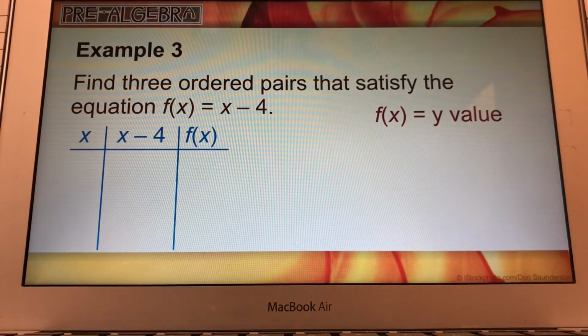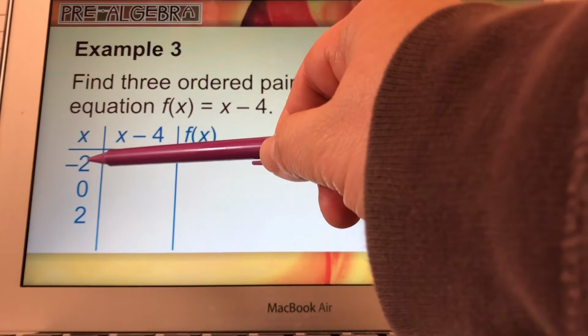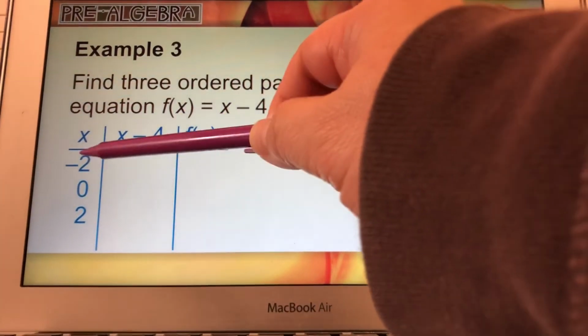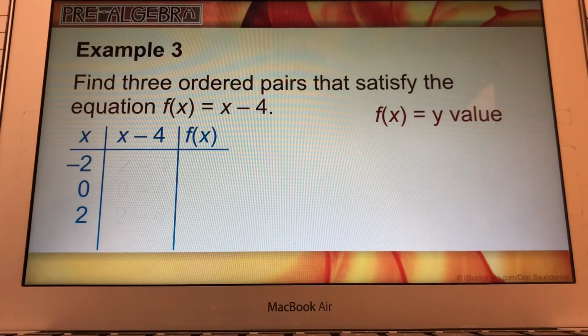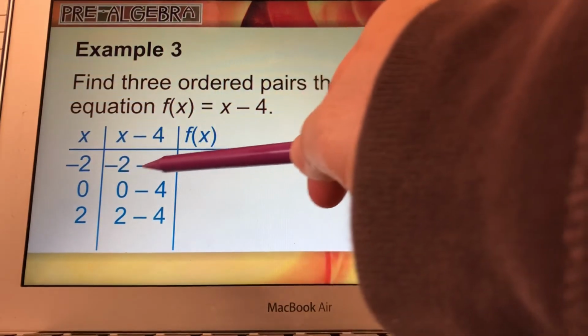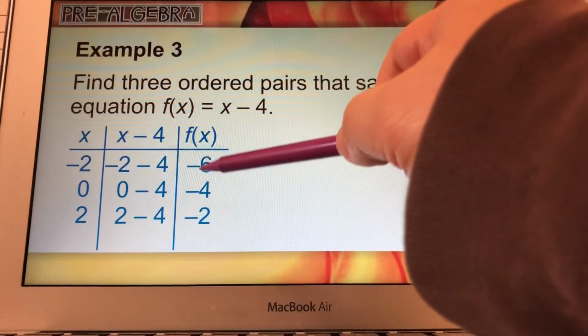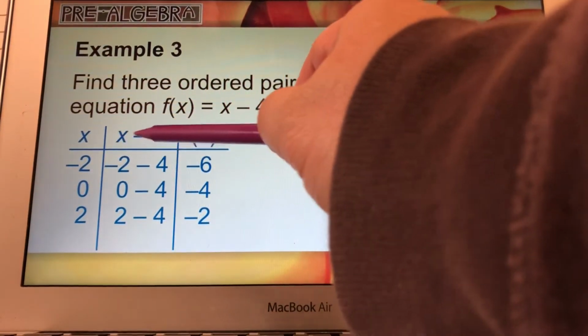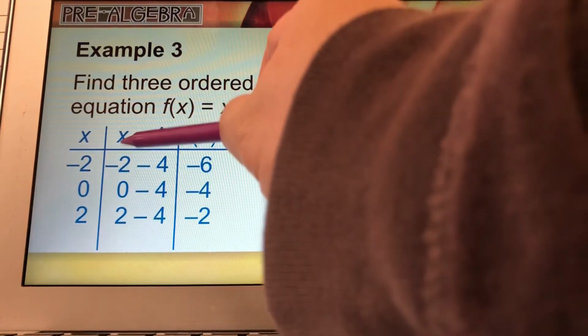Now, your answers are going to be different, because one student may choose a different set of numbers from another student or from me. Let's say we have -2, 0, and 2. -2, I'm going to plug that into my equation, x minus 4. -2 minus 4 gives me -6. If I plug in 0, 0 minus 4, that gives me -4. If I plug in 2, I have 2 minus 4.